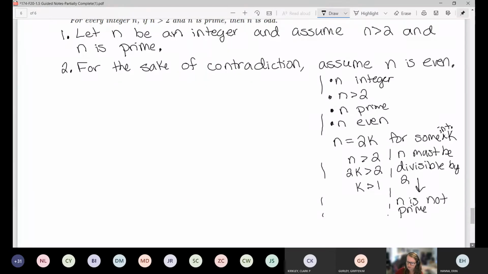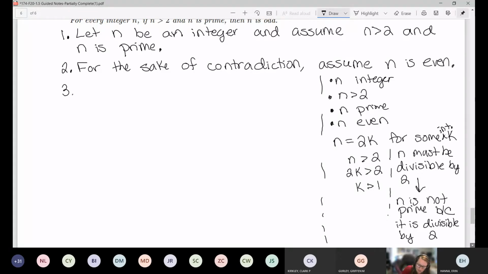Specifically because it is divisible by 2. So it's divisible by more than just 1 and itself. That's our contradiction. I'm having these numbers that are divisible by 2, but they were supposed to be prime. That can't happen.